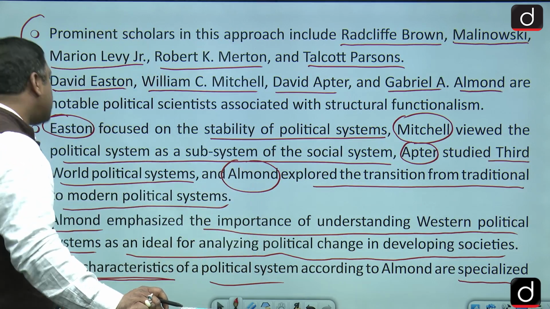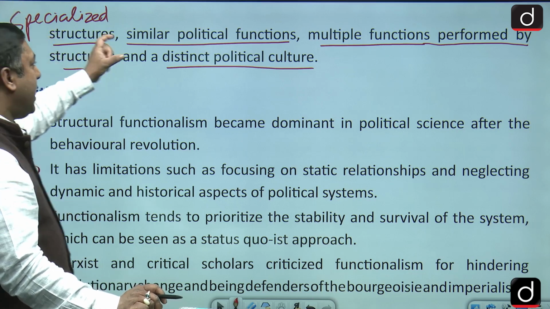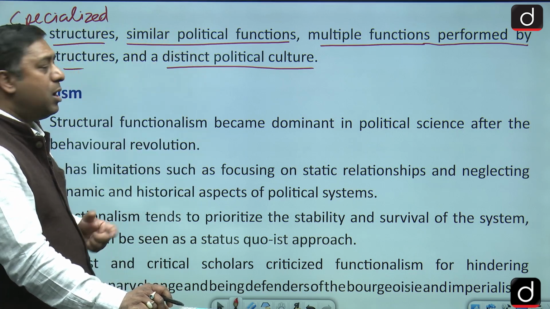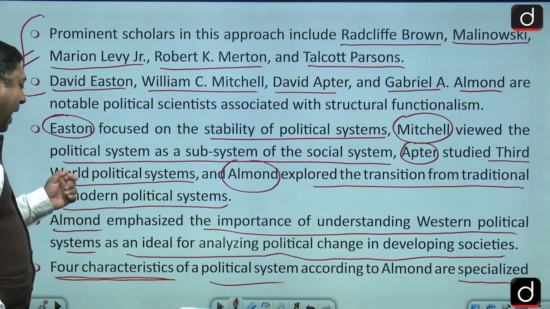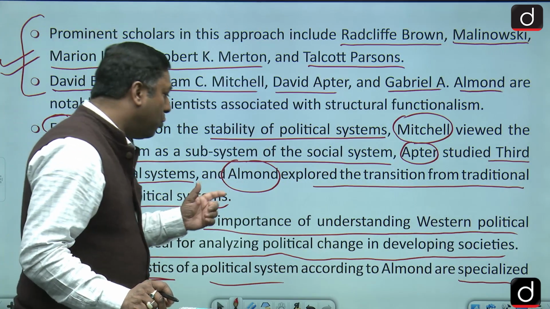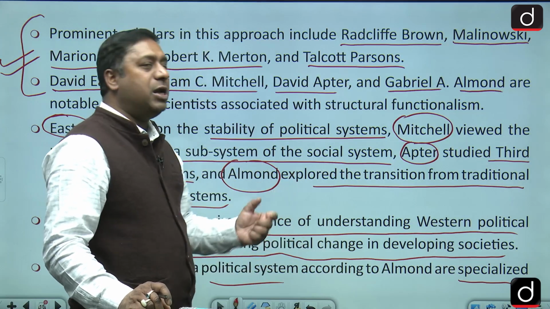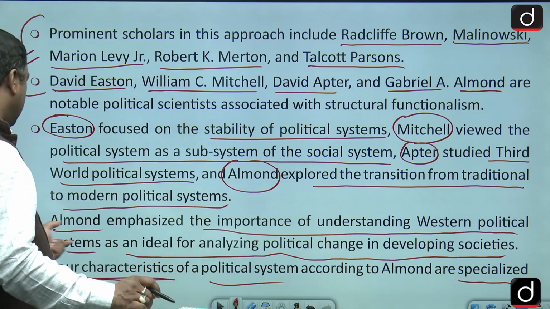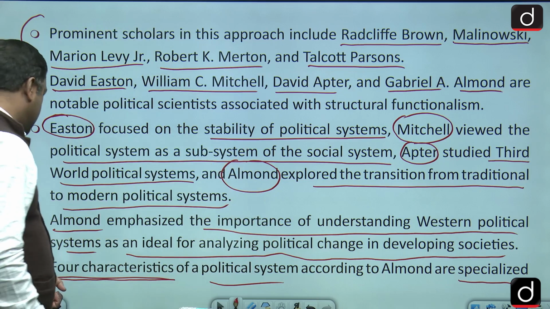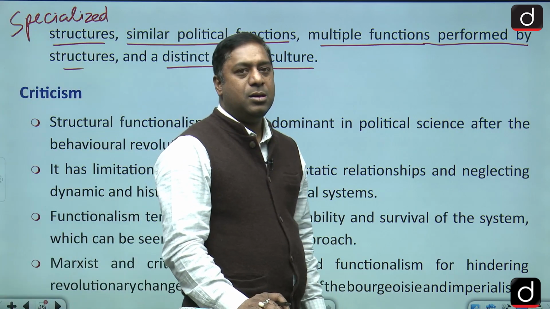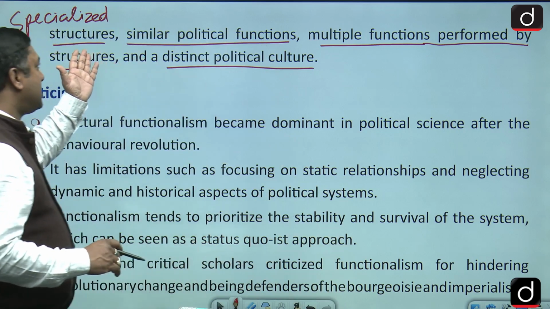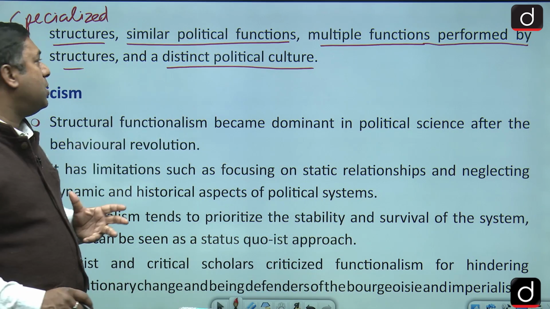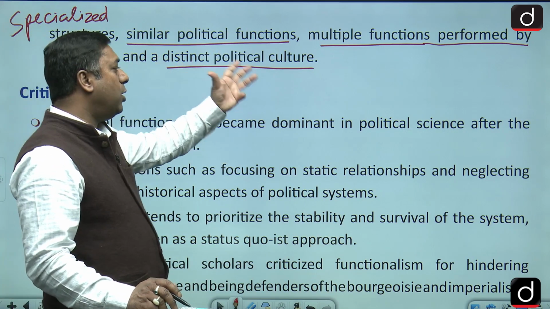What are they? First, specialized structure. Second, similar political function. Third, multiple functions. And the fourth, distinct political culture. And Almond was the person who says that if you want to understand political change in developing societies, you need to analyze Western political systems. And this Western political system had four characteristics: specialized structure, similar political functions, multiple functions, and distinct political culture.